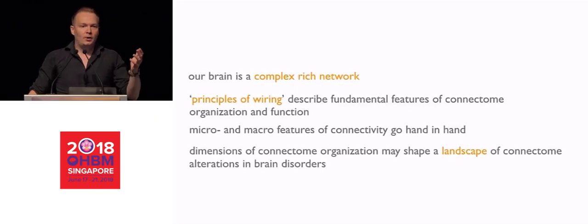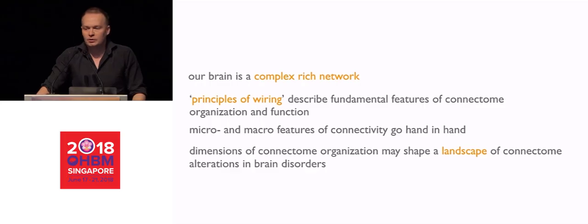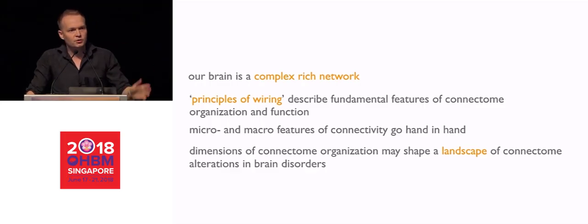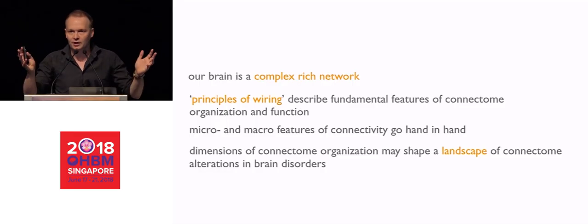So in conclusion, I hope I convinced you that the brain is an extremely rich and complex network, and that there are principles of wiring, fundamental organizational principles that can give us brain function as well as brain dysfunction. I also hope that I have argued a little bit for a micro and macro bridge, another passion of us in the lab, to underscore the importance of starting to link up these macroscale network features to the underlying neurobiology.